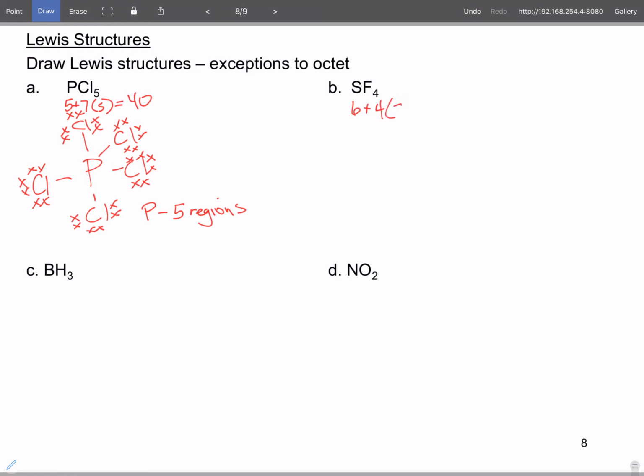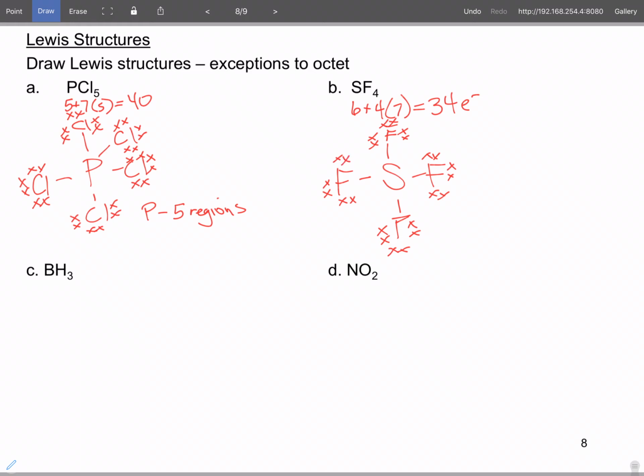Sulfur is 6. 4 times 7 is 24. So this is 34 electrons. Sulfur is your central atom, with fluorine, fluorine, fluorine, fluorine. So we have 34 electrons. We have 8 in there. So 10, 12, 14, 16, 18, 20, 22, 24, 26, 28, 30, 32. Wait, we have 2 left over.